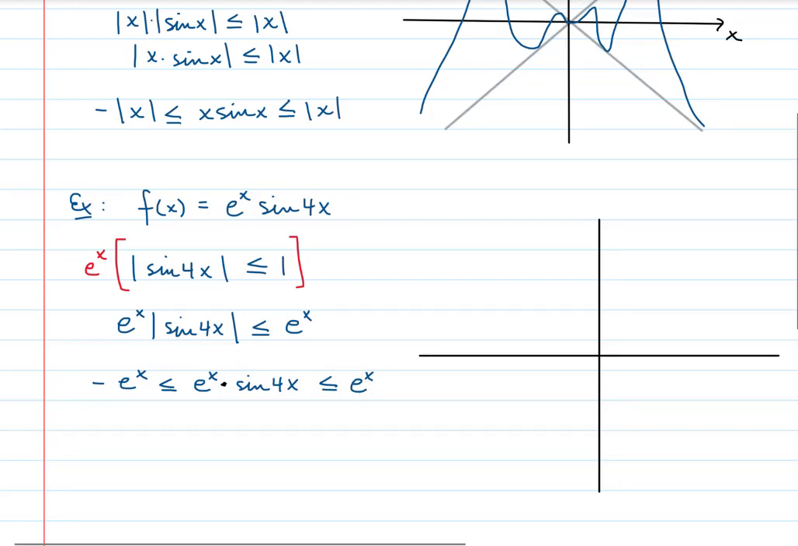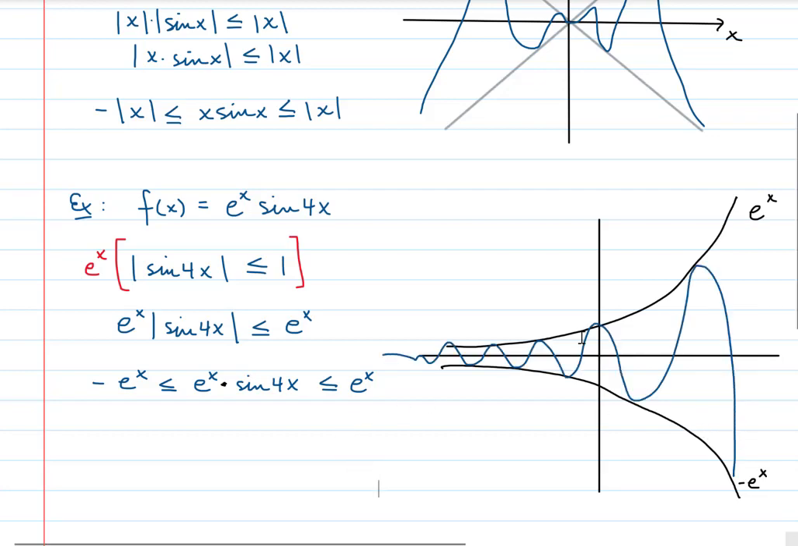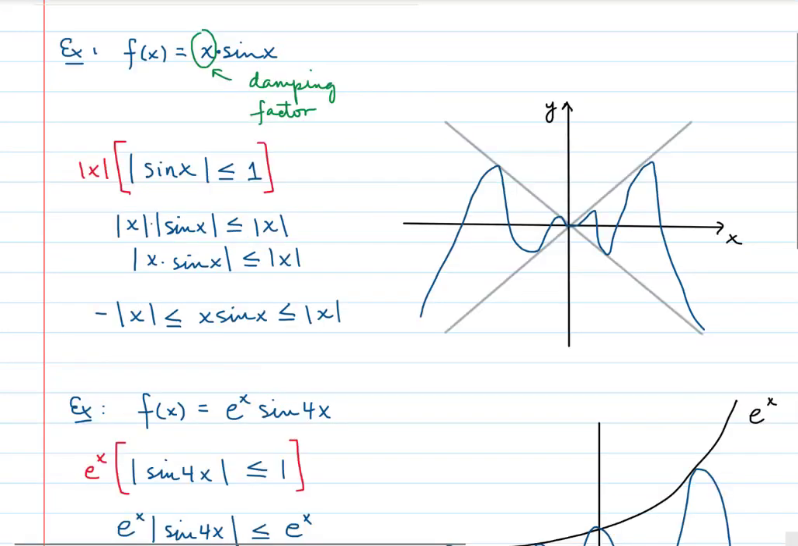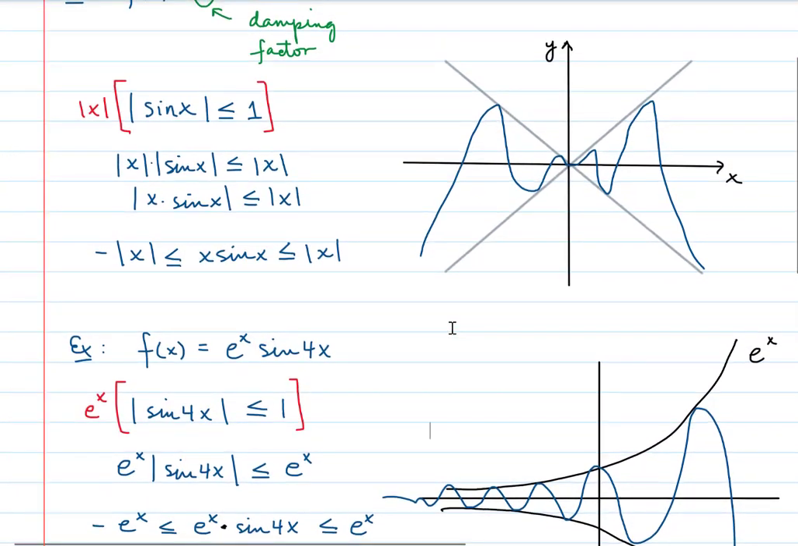So if we were to graph these, we have e to the x and negative e to the x. So our function here, e to the x times sine of 4x, is going to have the same sort of damping effect here. And it's going to keep approaching 0 as it gets squeezed by these two exponential functions. Okay, so here we have two examples of damped trigonometric graphs, and I just wanted to have a quick word about them because they happen to have really nice applications in the real world, especially in the science and engineering fields.